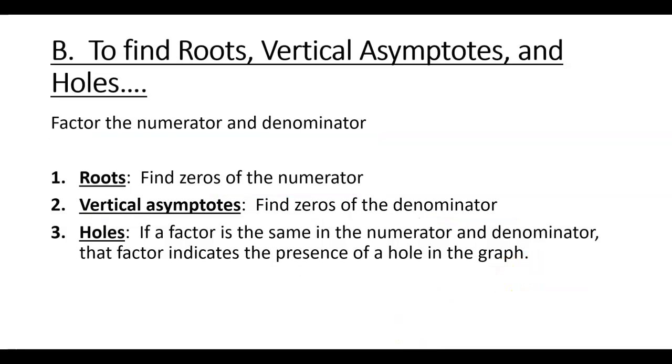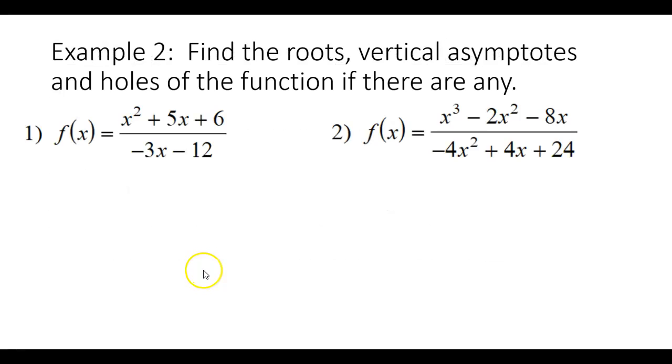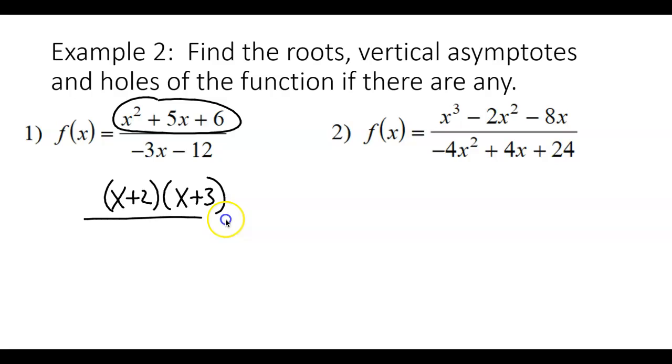Okay, so let's go ahead and put this into practice and bring it down to earth a little bit. So I'm going to write down example 2 here. The first thing we're going to want to do is factor. So on the top, I would use the box method to factor that. If you use the box method, you would end up getting x plus 2 times x plus 3. To factor the bottom, you need to take out a GCF, which is -3, which would leave you with this.